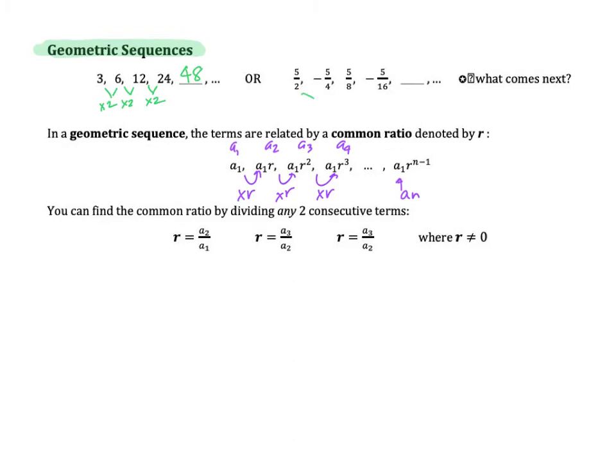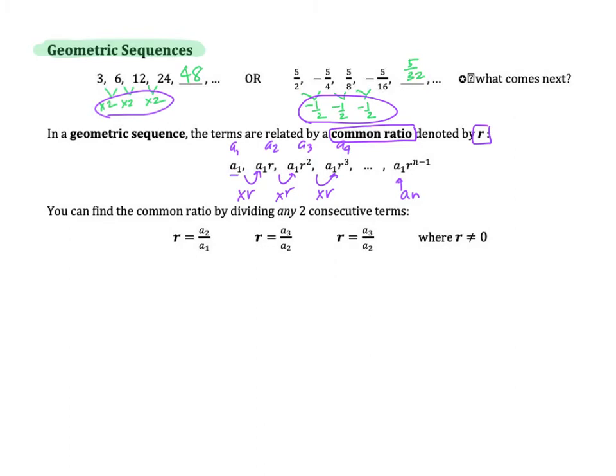How are we getting from 5/2 to -5/4? How are we getting from -5/4 to 5/8? Well, hopefully you're saying to yourself that we are multiplying by -1/2. So I would get -5/16. So for a geometric sequence, we have something that we multiply by the same number over and over again, and we call that a common ratio, and we use the letter r to represent it.